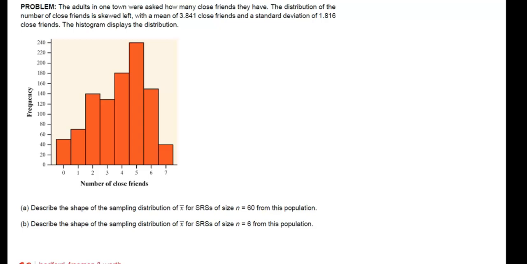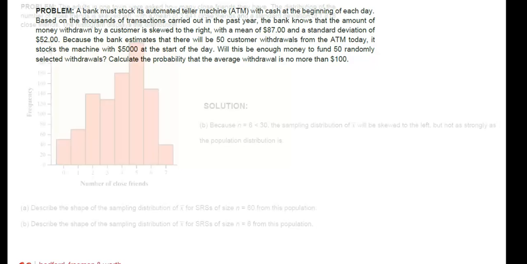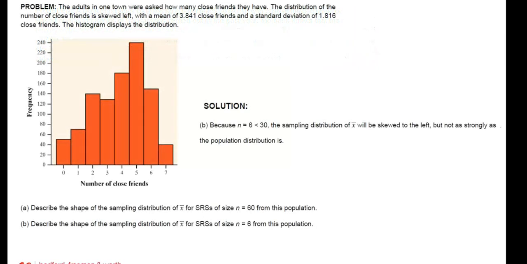The adults in town were asked how many close friends they have. The distribution is skewed to the left. Describe the shape of the sampling distribution of x bar for n equals 60. Well, if n equals 60, it's approximately normal by the central limit theorem. If n equals 6, it's still going to be skewed to the left, not quite as drastically as that one, and the variation will be less, but that's the idea.